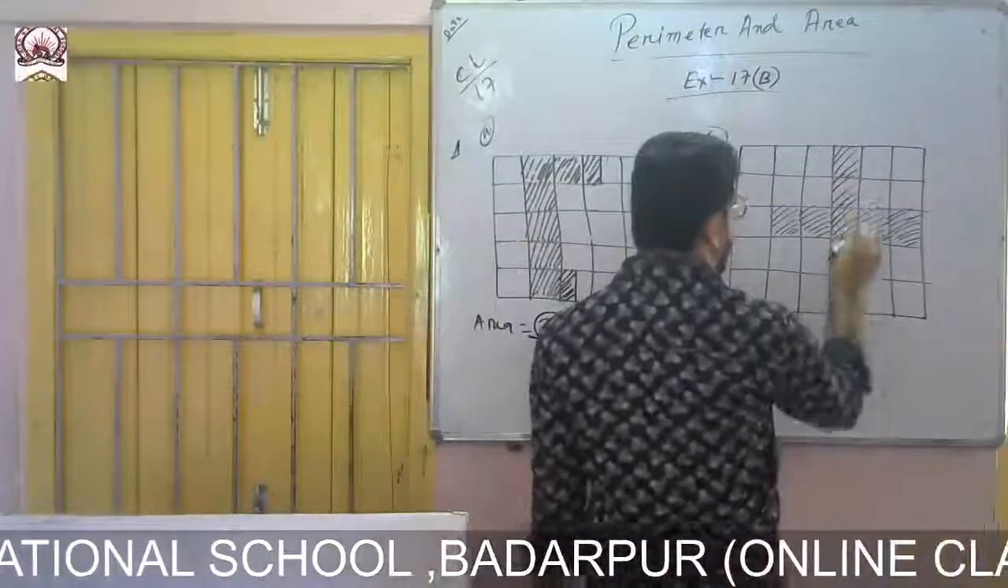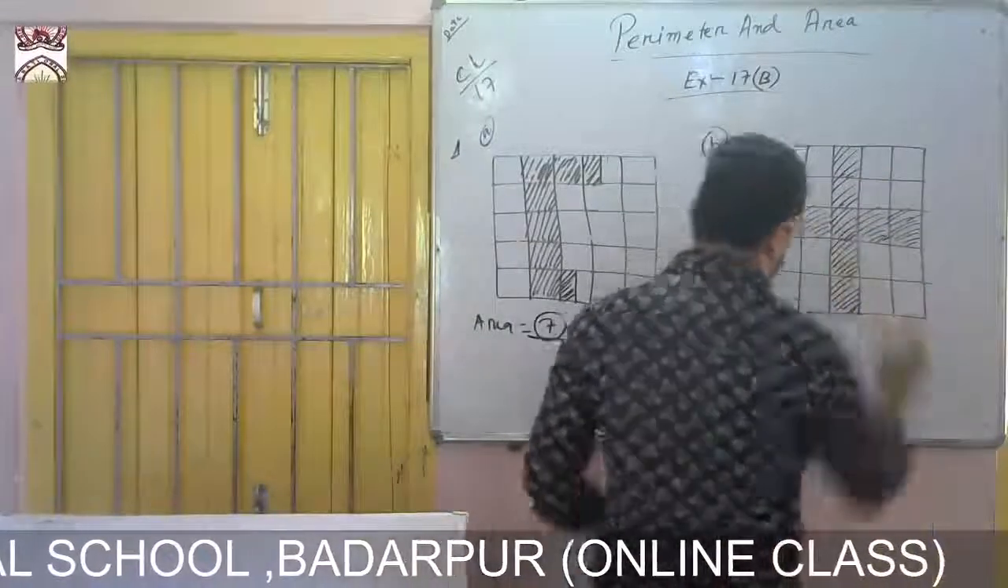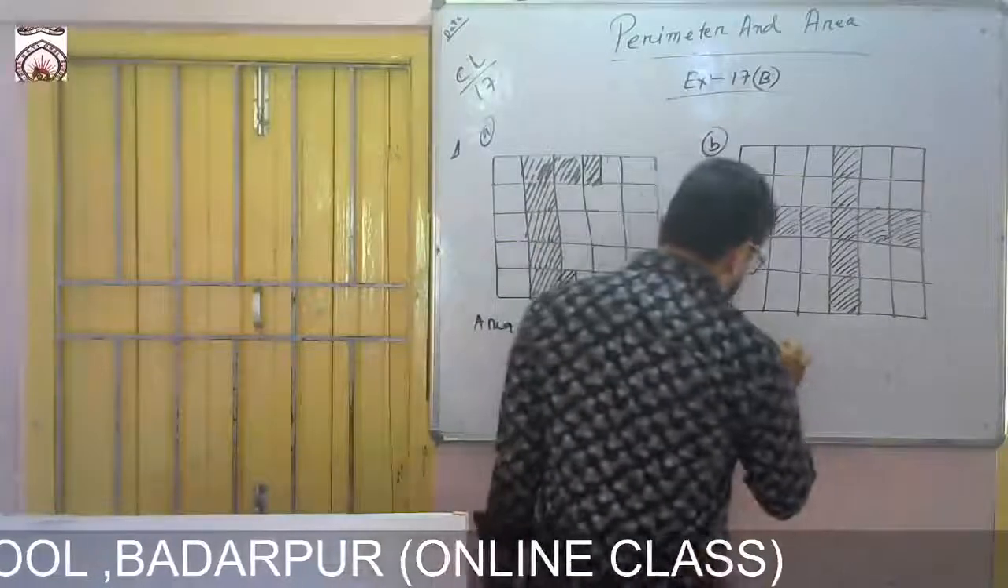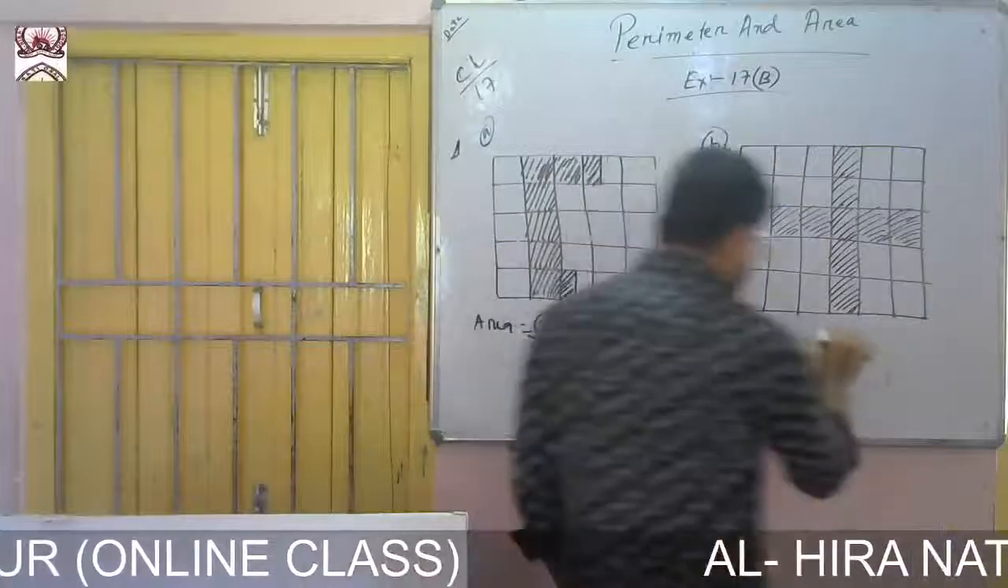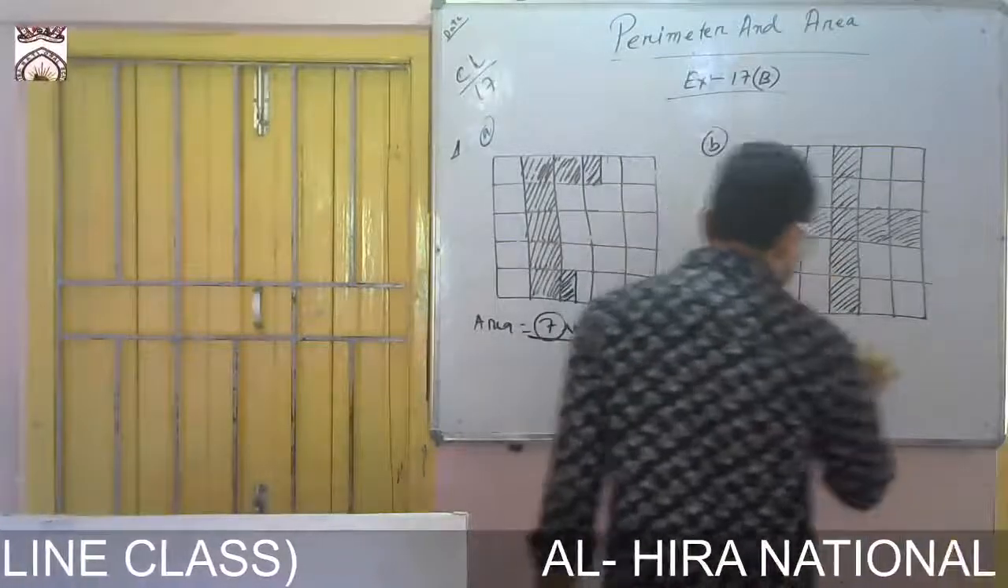So 1 2 3 4 5 6 7 8 9. So area will be what? 9 square centimeter. 9 square centimeter.